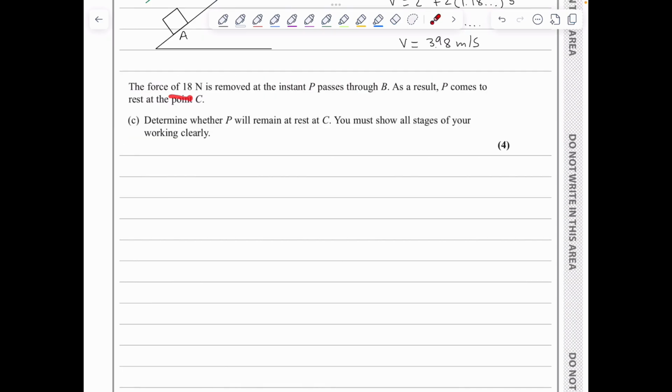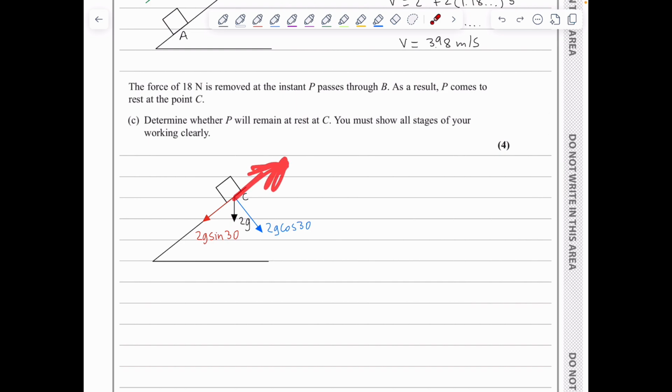Now the force of 18 newtons is removed at the instant when P passes through B, and as a result P comes to rest at the point C. Now we need to determine whether P will remain at rest at C, and we must show all stages of working clearly. So we start by drawing a diagram here. We've got the weight of 2g, which I will be resolving as 2g cos 30 and 2g sine 30 down the plane. We obviously have got friction, which is opposing motion here.